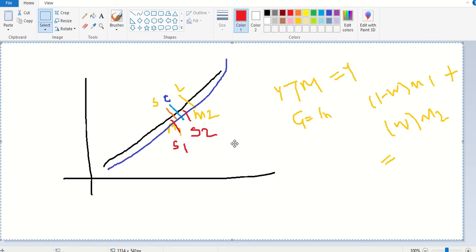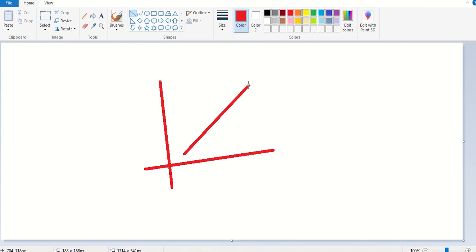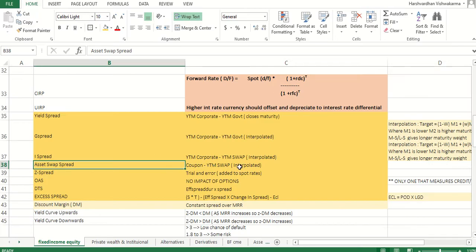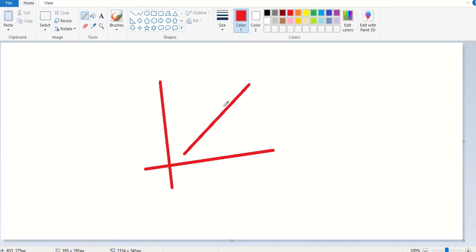Then we have the asset swap spread. Now the asset swap spread is slightly different, so we'll have to create this yield curve again. Okay. So over here in the asset swap spread, we are saying that it is the coupon of the bond minus the interpolated swap YTM. So suppose you have a bond portfolio which has a coupon of say 5%.